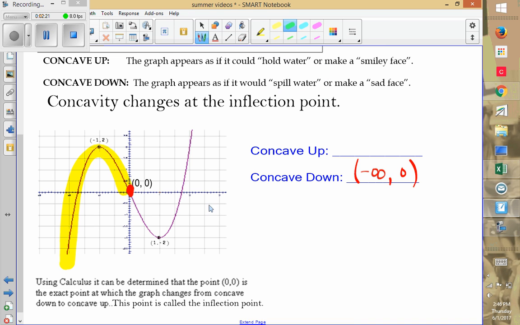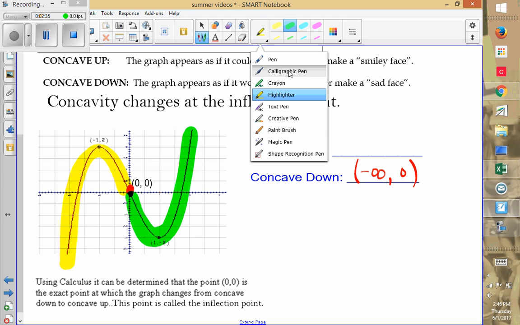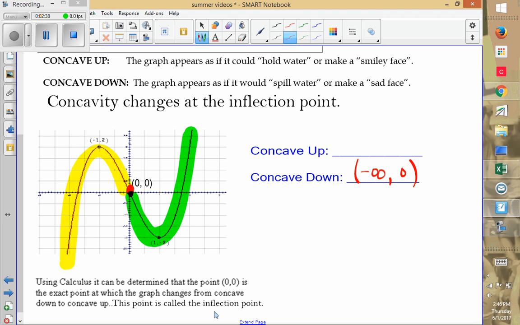If we take a look at the second part of the graph, now we have a curvature up. This looks like a frown. This looks like a smile. When you're frown, you're down. When you're happy, you're smiling. So the interval in which we are concave up is going to be picking up at that 0 and going to infinity.